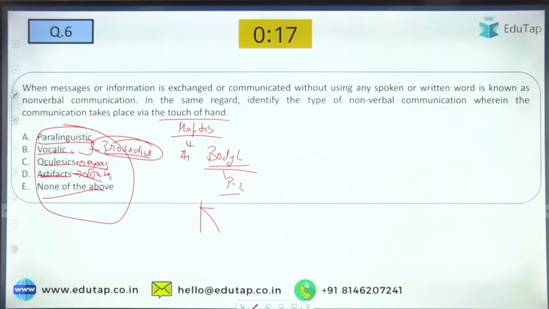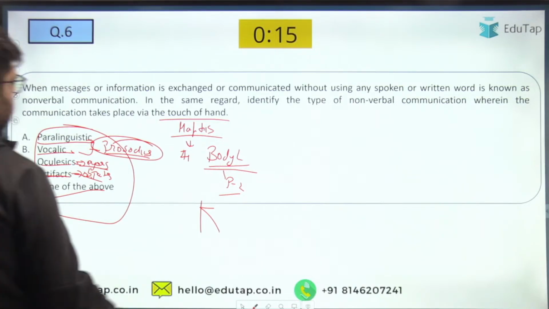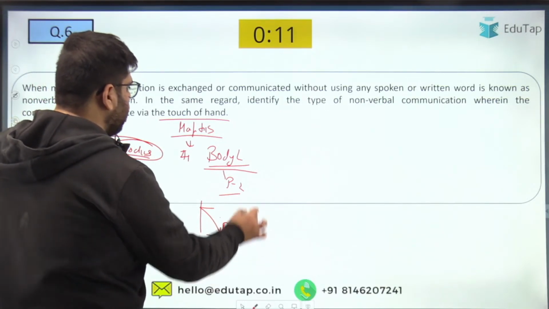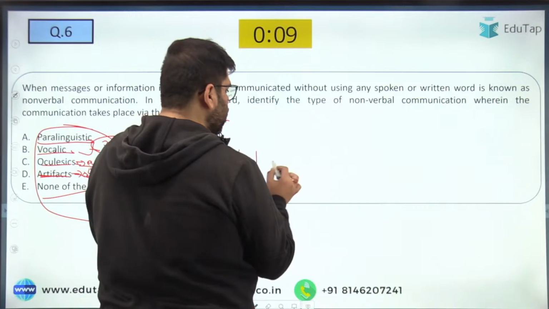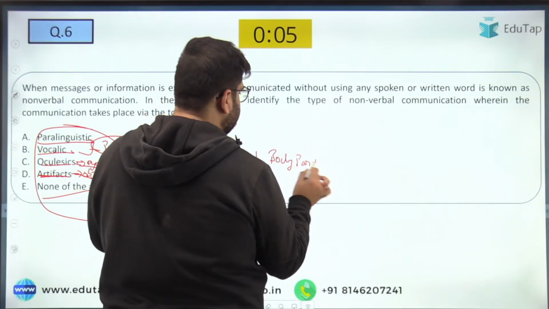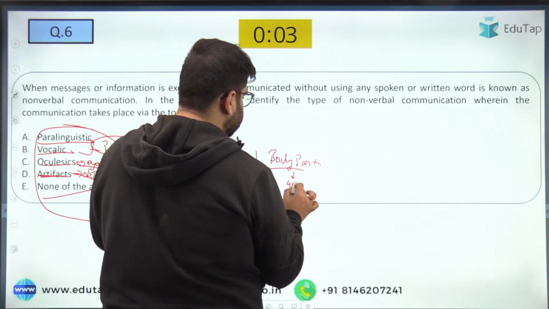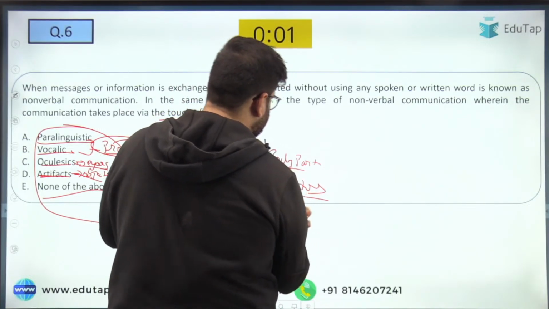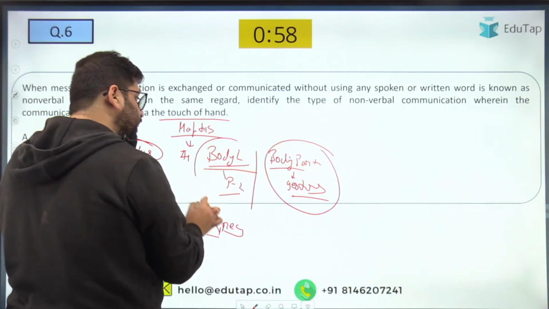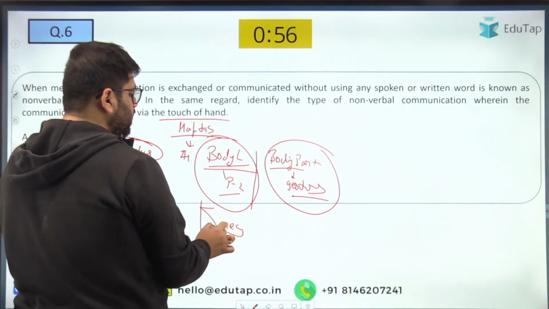Communication done with the entire body language is known as kinesics. Communication done with just one particular body part, like hands or legs, is known as gestures. So if only one body part is involved, then it's a gesture, and if the entire body is involved, then it is known as kinesics.